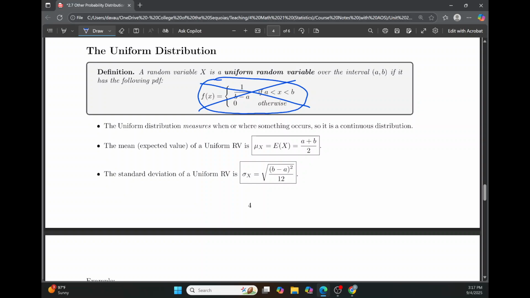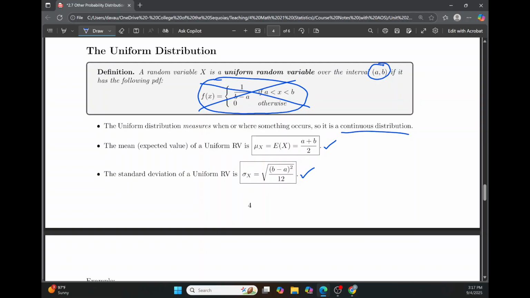But here's what I would like you to understand. The uniform distribution measures when or where something occurs, so it's a continuous distribution. Unlike the Poisson, the uniform distribution is continuous. This is the mean of the distribution, and this is the standard deviation. A and B in these formulas represent the endpoints of the interval that we're looking at.